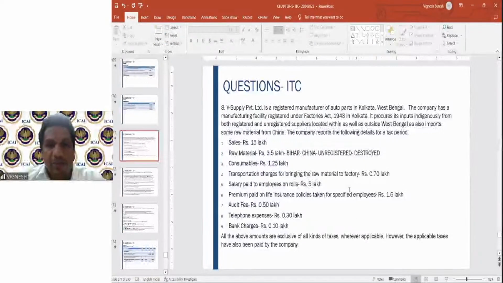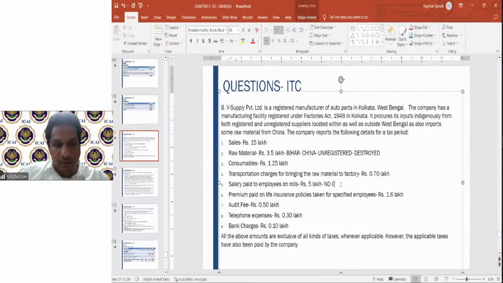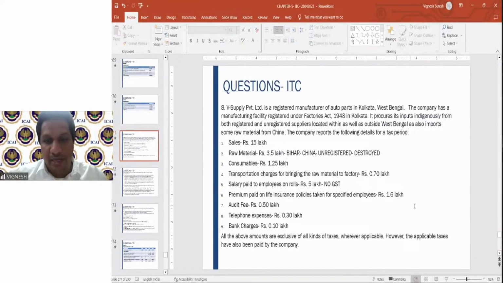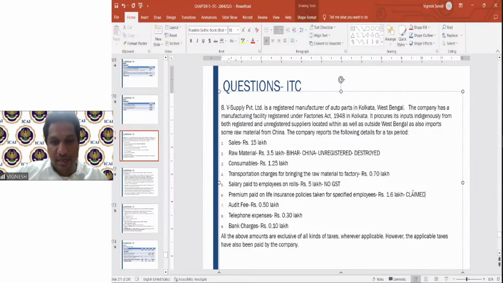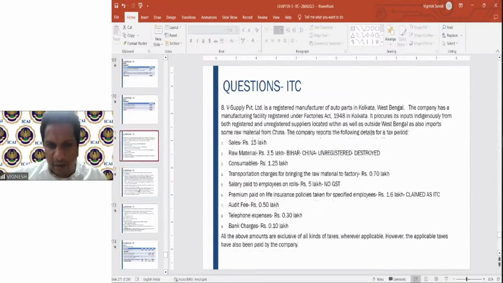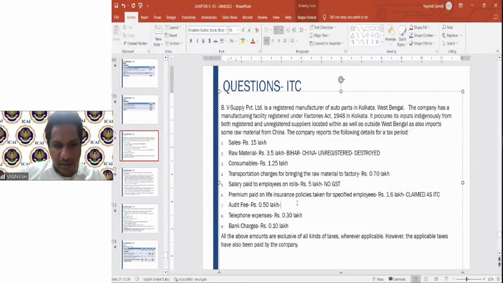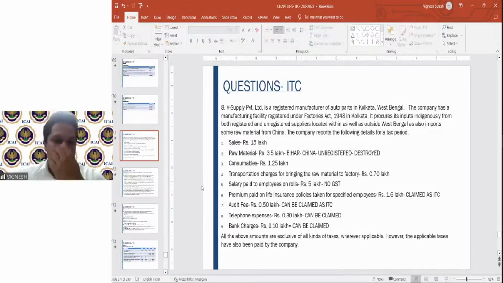What is the next one? Salary paid, no GST. Very simple. Life insurance paid, technically for specified purposes. Now this is for obligatory, and since it is obligatory, this can be claimed as ITC. Audit fees, 0.5 lakhs. Any comment is given for audit fee is paid for the audit fee. This also can be claimed as ITC. This also can be claimed. And bank charges also can be claimed. So these are all the ITC which you are supposed to claim.